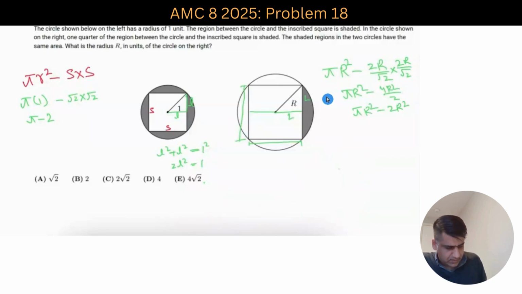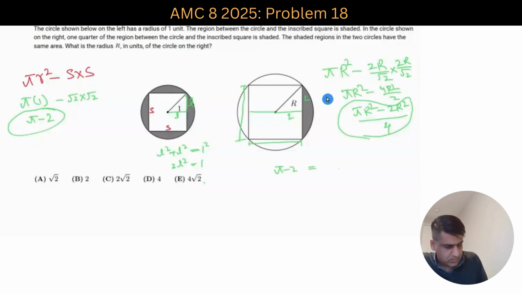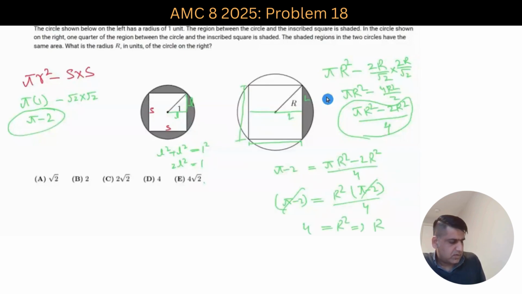So then the next thing is, since only 1/4 is shaded, I will divide this by 4. And now I will put these two equal to each other and find the value for R. I have pi minus 2, that is equal to pi r square minus 2 r square over 4. R square common, I will have pi minus 2, pi minus 2 cancels out. I had 4 here and then 4, which gives r. So this is how I can solve, and now the answer is 2.